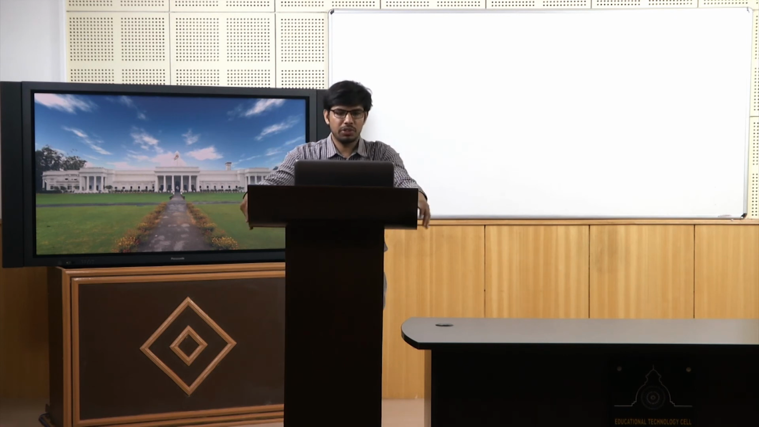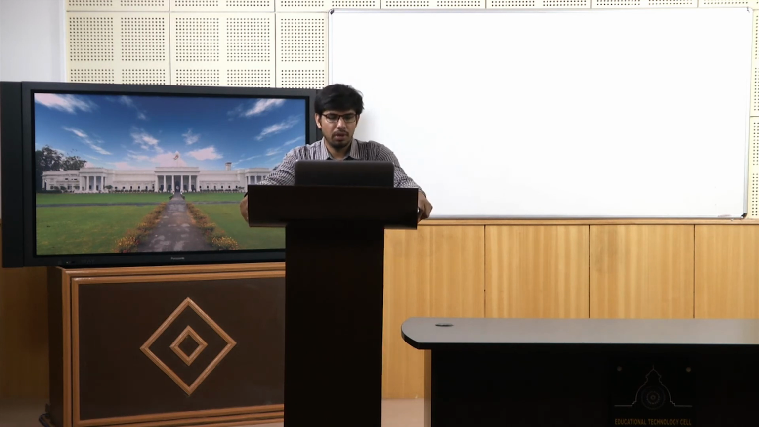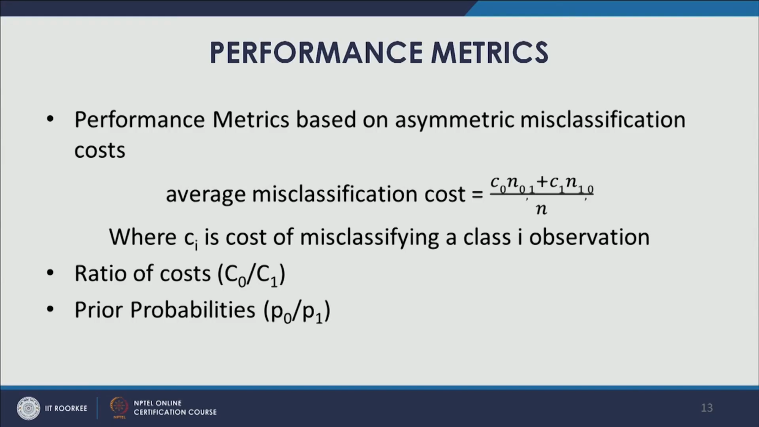So this could be our change. This could be a new metric where we look to minimize the average misclassification cost, thereby changing our classification rules and improving the classifications. Now for this we would have to estimate the C0 and C1 values, right?